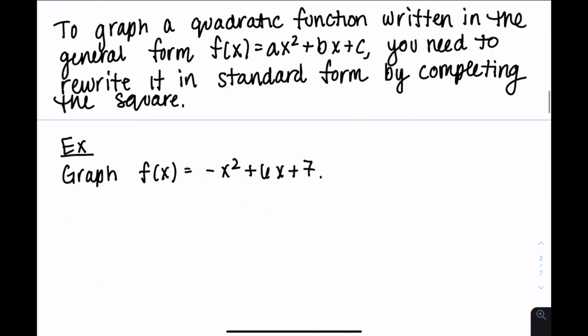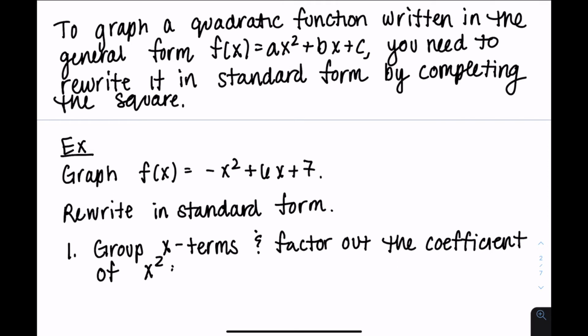Let's graph this function. I don't know the vertex immediately off the top of my head. All I do know is that this is negative x squared, so it is going to open downward. But I need to find that vertex, and I've got to find some other important things. So we want to rewrite this in standard form first. So that means we've got to complete the square.